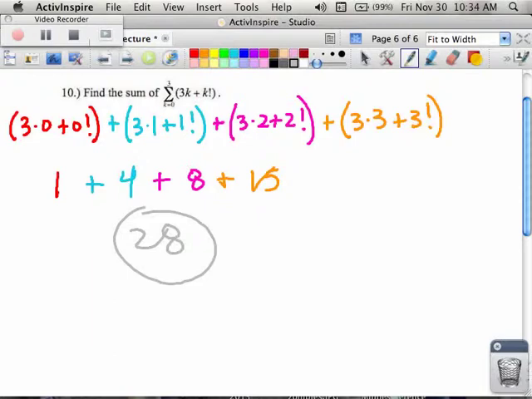Each consecutive parentheses is a different color. So in the red is where I'm plugging in the 0. In the light blue, I'm plugging in the 1. In the pink, I'm plugging in the 2. In the orange, I'm plugging in the 3. If you calculate each of those, you get 1, 4, 8, and 15 consecutively. And if you add those all up, your final answer is 28.